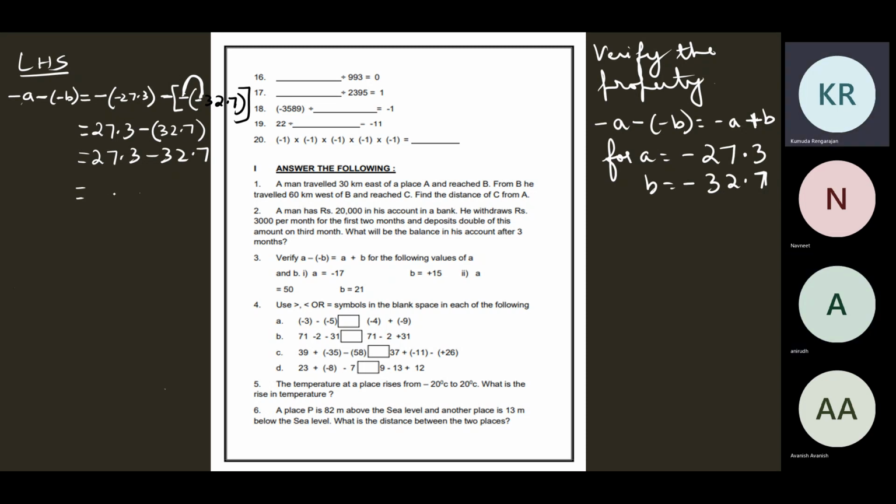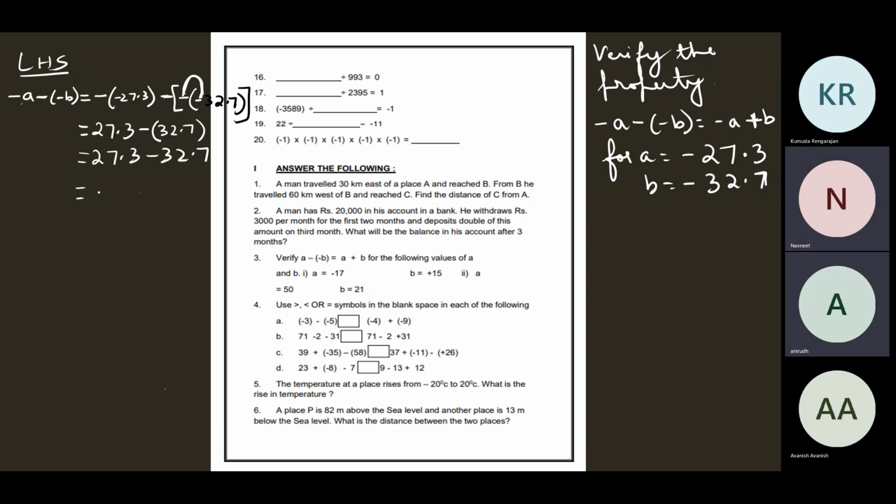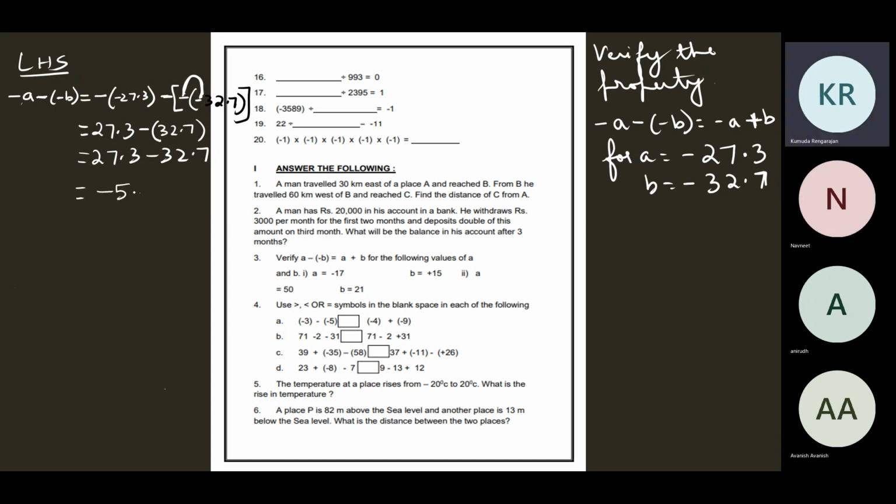Now is it 5.4 or minus 5.4? Minus 5.4, ma'am. Minus 5.4, because the greater number is 32.7. Minus 5.4. Now the RHS.